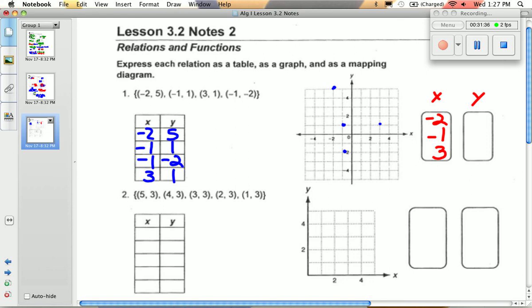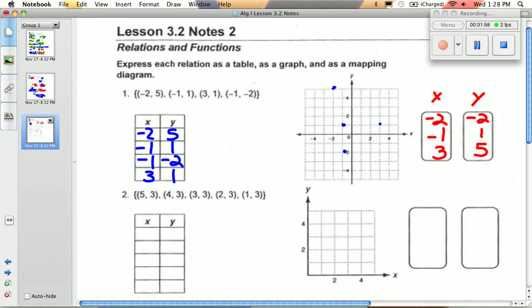Don't repeat that -1. And then we go to the y's, and we're going to put those in. Remember, in the mapping diagram, they're in numerical order, though. So we're going to go -2, and then 1, and then 5. So -2 is the smallest in the y column. 1 is the next, and 5. We don't need to repeat the 1.